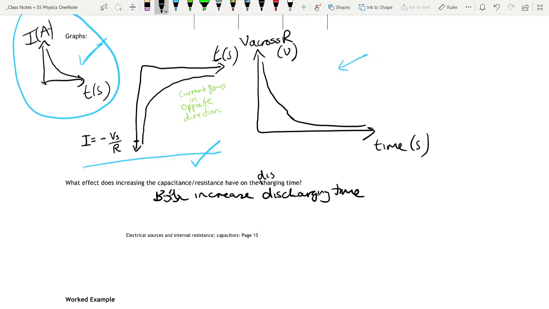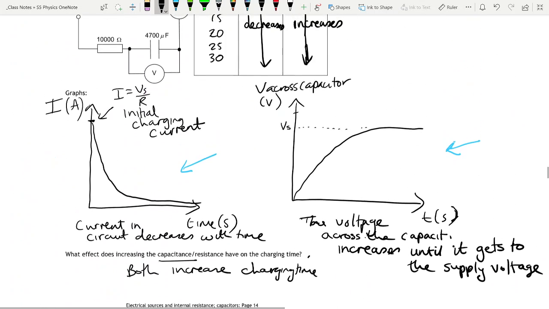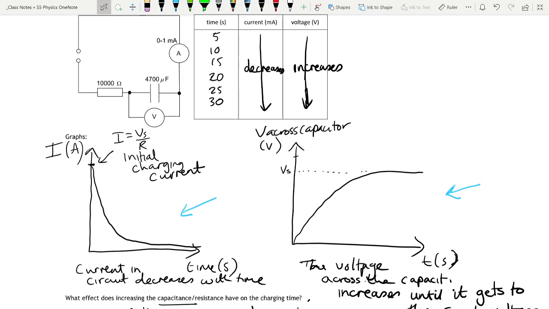So the important thing to remember from charging and discharging: charging starts off at a high current but decreases as the capacitor becomes more charged, so it takes the charge away from the circuit. The voltage across the capacitor when it's charging starts off at 0, but increases until it eventually reaches the supply voltage as the charge across it increases.